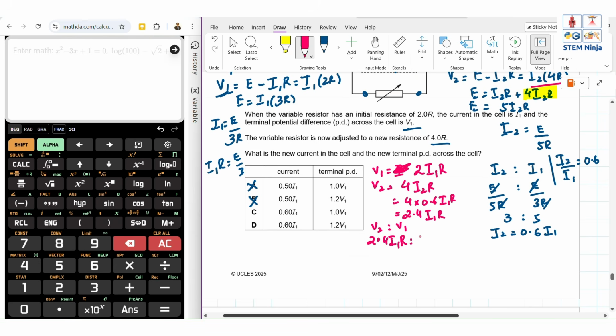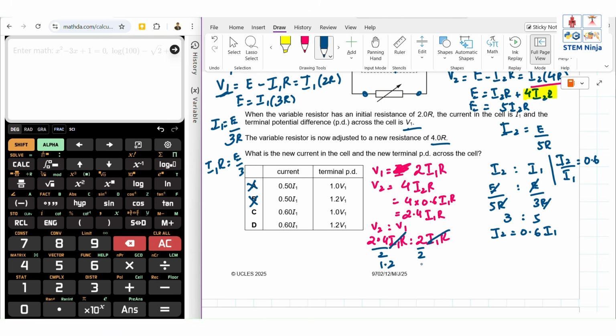So when you do V2 ratio V1, you have 2.4 I1 R ratio 2 I1 R. I1 R gets cancelled. Divide by 2 on both sides. You get 1.2 ratio 1. What does this further mean? That V2 over V1 is equal to 1.2. So V2 is 1.2 times V1. So this is going to be D.